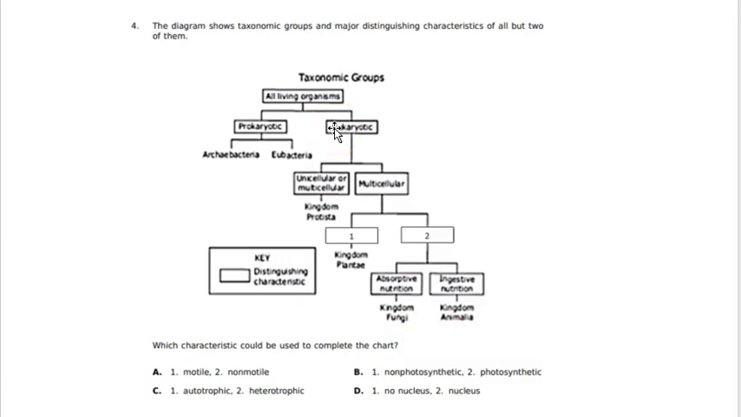Let's go over question 4 from the test. Number 4 says the diagram shows taxonomic groups and major distinguishing characteristics of all but 2 of them. So let's look at our chart here.